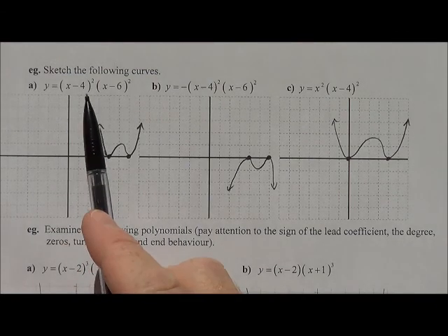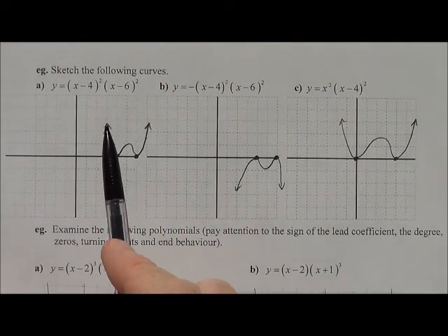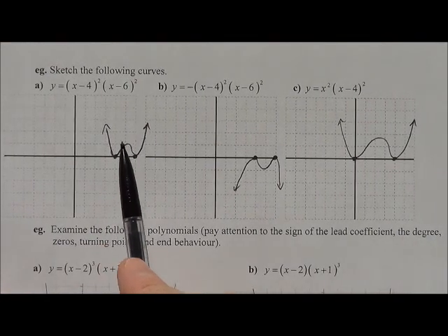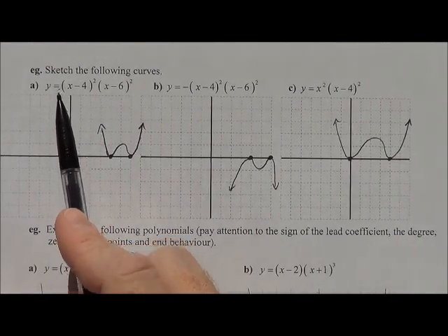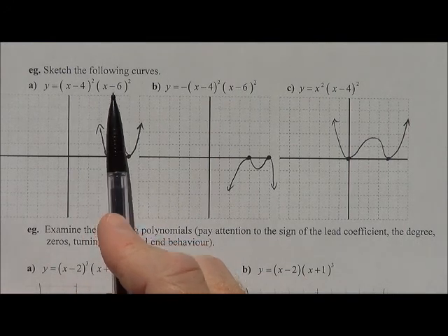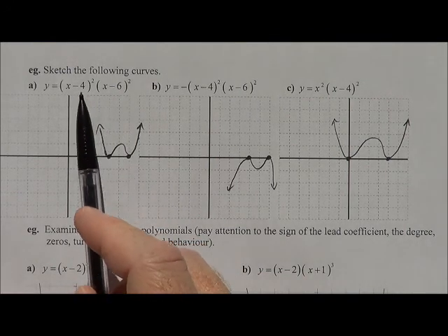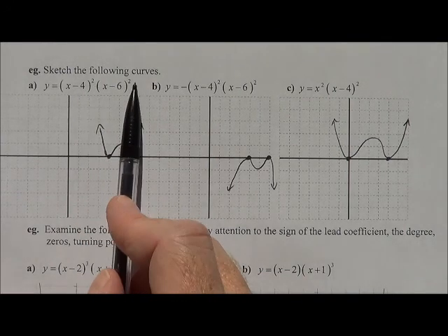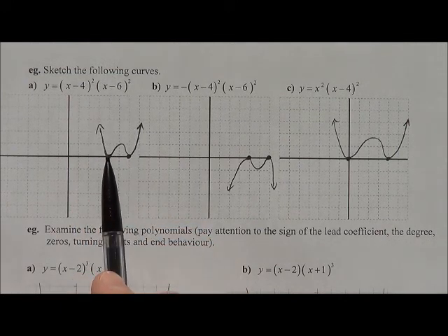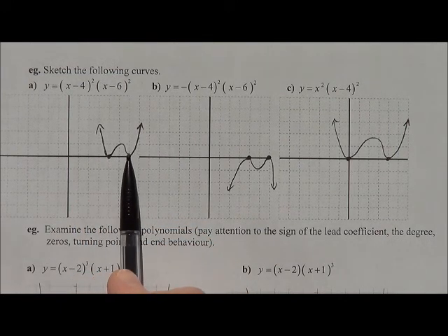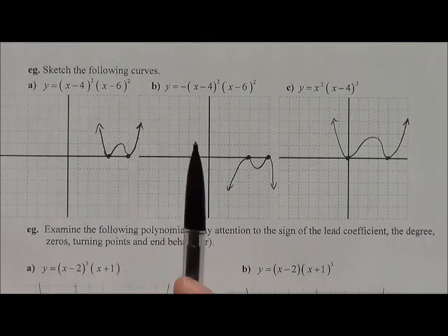Okay, so we've got degree 4, so it's a W shape opening up because its lead coefficient is positive. Zeros at x equals 4 and x equals 6. They're quadratic roots because they're both of power 2. So they're both double roots, which gives us 4 roots, 2 distinct zeros, with degree 4 and 3 turning points.